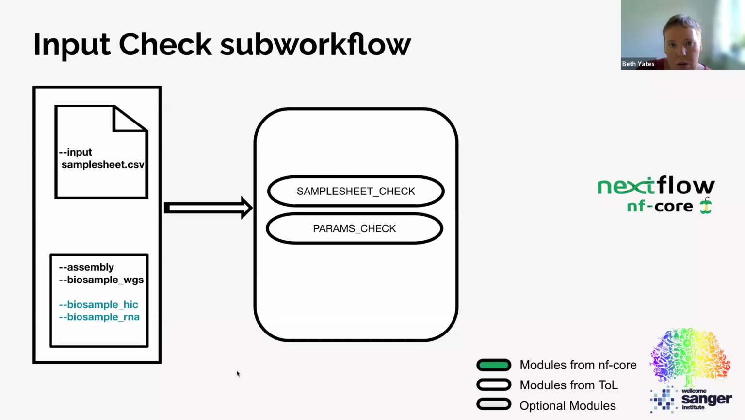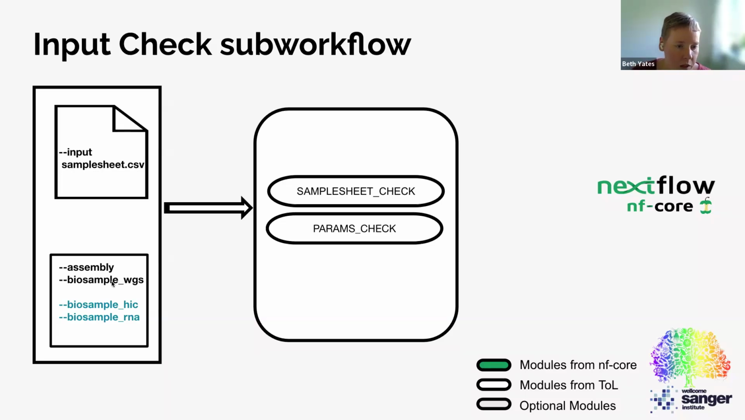The first thing we do when we run the pipeline is check all the inputs. There are two main inputs: the parameters that are provided and the sample sheet. For the sample sheet, we'll check that we can find the files that were listed and that everything's okay with those. For the parameters, we will check that it's a valid assembly accession, and that we can find it within ENA.